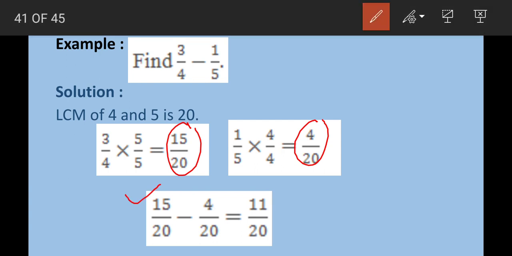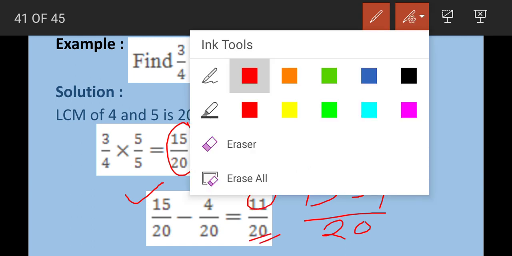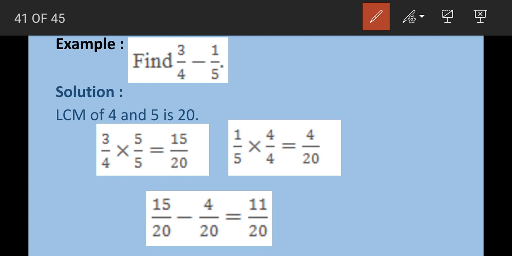Here we got two like fractions, so we can subtract them as like fractions. We subtract 15 minus 4, that is bigger number minus smaller number, divided by the same denominator, that is 20. So 15 minus 4 is 11, divided by the same 20. Clear? So in this way you have to subtract any unlike fractions.